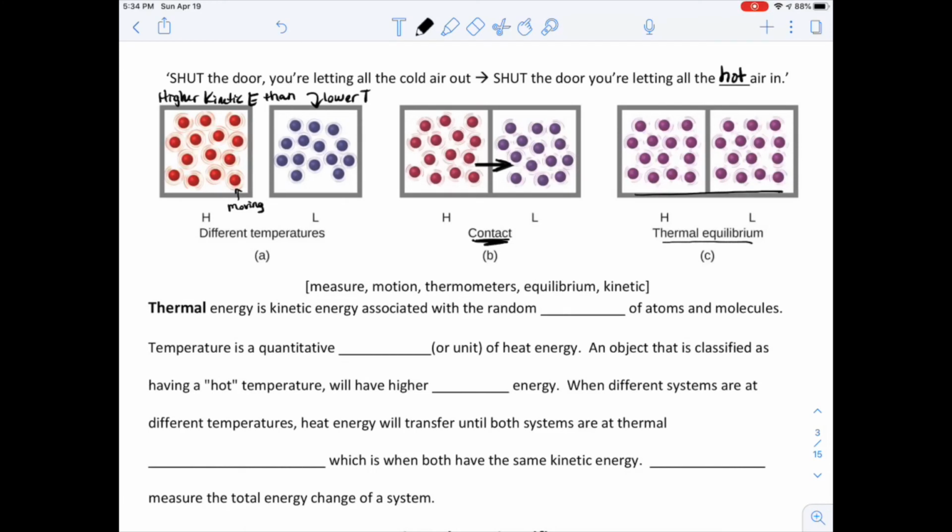We're never saying that the molecules stop moving, but we are saying that when it's hot, they are moving faster than when it's cold. So with all of that information, see what you can come up with for this section. Go ahead and pause it.